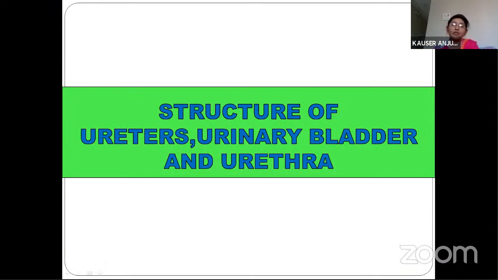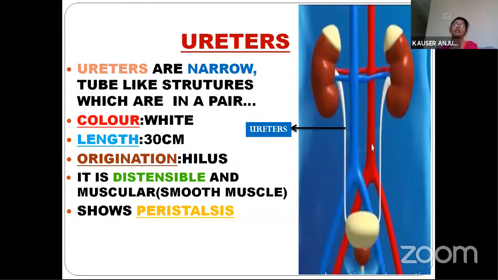With the topic structure of ureters, urinary bladder, and urethra. Children, in previous classes, you have learned about the external structure of kidney, internal structure of kidney, mechanism of urine formation, isn't it? Here, our lesson is excretory system. It's not excretory organ. We have discussed in detail about the excretory organ, that is kidneys, isn't it? But we have to learn about the other supporting organs which make the excretion possible.